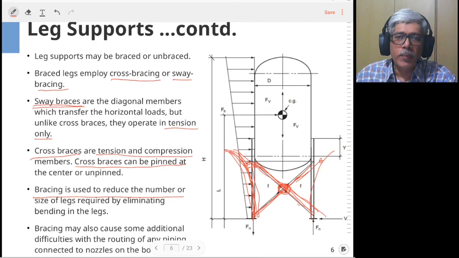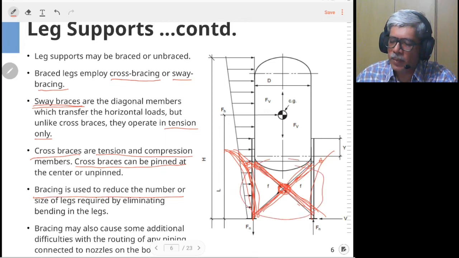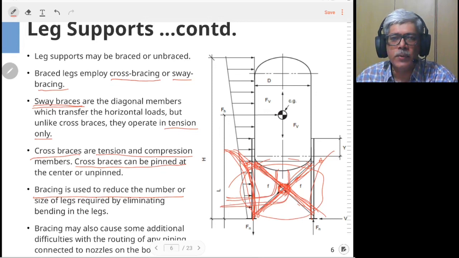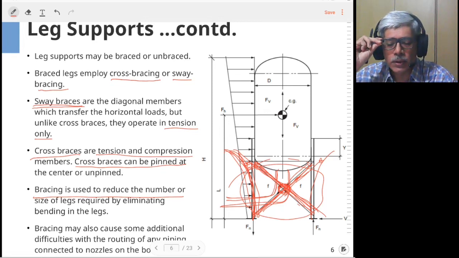You have to remember that the addition of braces puts some obstructions on the space which is available at the bottom of the leg. So if you want to take some kind of pipeline which is coming out of the bottom of the vessel, these braces will provide an obstruction to the pipeline, and you will have to take care of the routing of this pipeline so that it doesn't interfere with the braces. So that is one more point to be taken care of in the case of leg supports.